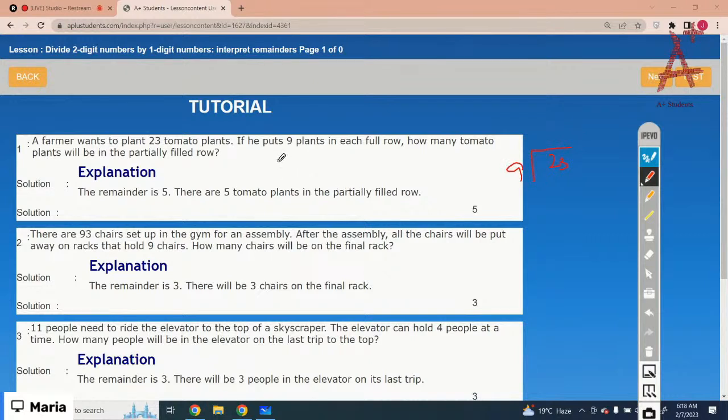So 9 times 1 is 9 and 9 times 2 is 18. Got it? So 23 take away 18 is 5. If he puts 9 plants in each full row, how many plants will be in the partially filled row? So that means he can fill 2 rows using 9 and 9, and the third one that is partially filled is 5. 9 and 9 makes 18 and 18 plus 5 makes 23. So two of the rows are 9 and 9 and the one that is partially filled now is 5. Got it?